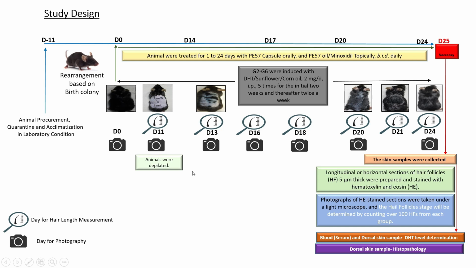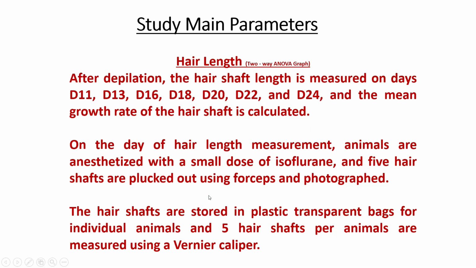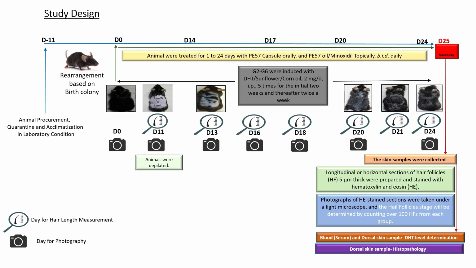After depilation, you have to take photographs, and length obviously will not be observed, but it is the procedure of day 0 where you have to measure the length, but you will not find anything there. Next, again on day 13, 16, 18, 20 and 21, you have to take length measurements and photographs both simultaneously. And then on day 24, lastly, you have to do both procedures.